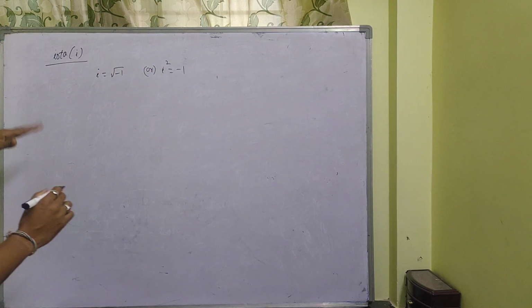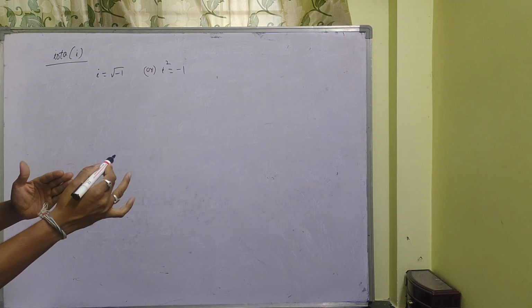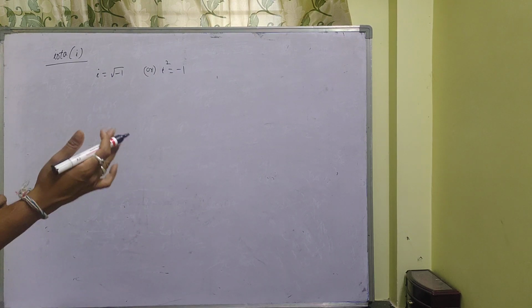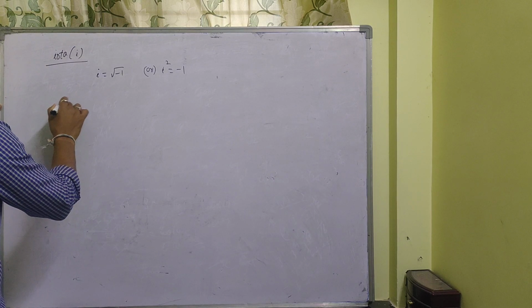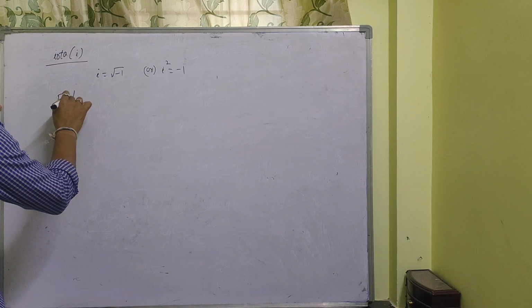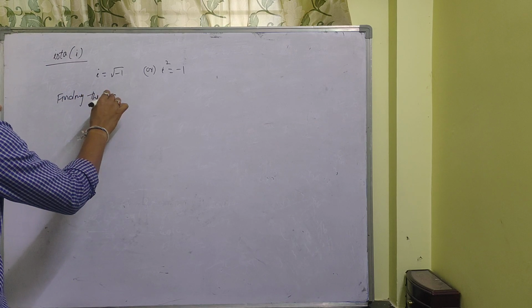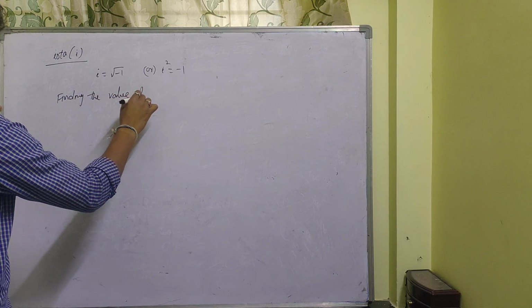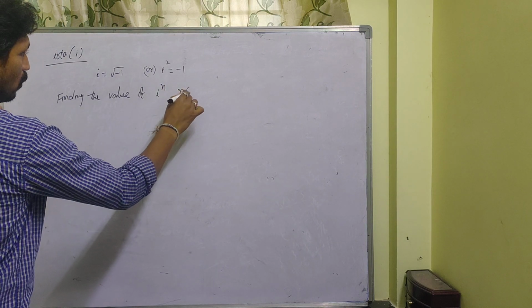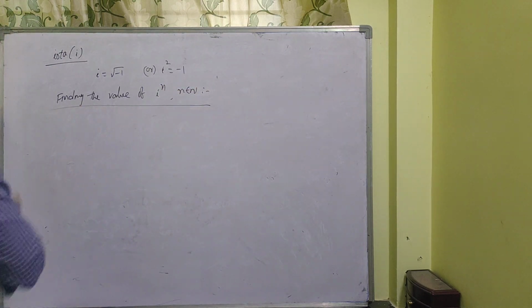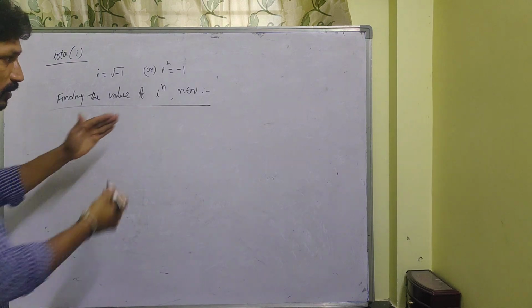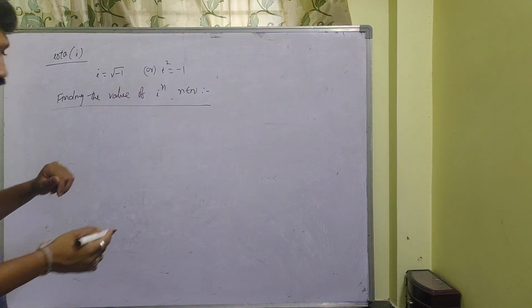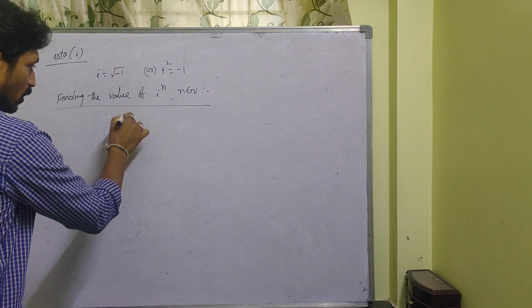So how do we find the value of i power n, where n belongs to the natural numbers? Just to give some clarity before explaining, here n is any number. Let us generalize this.